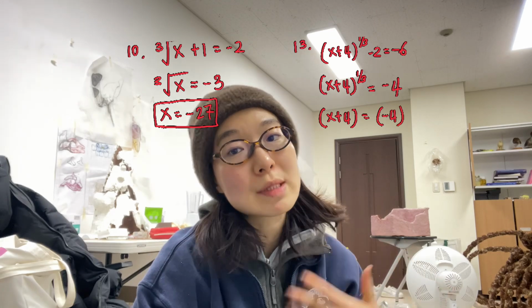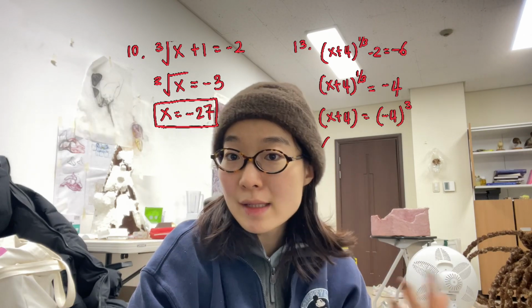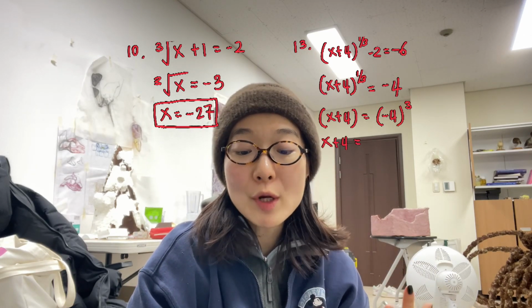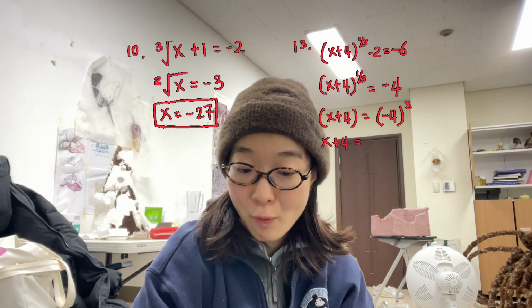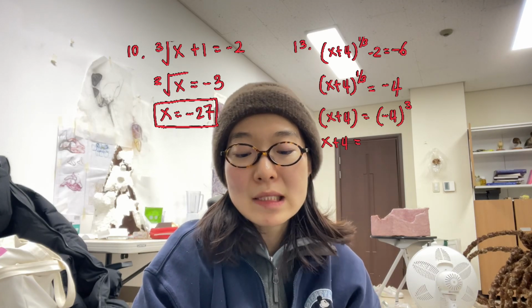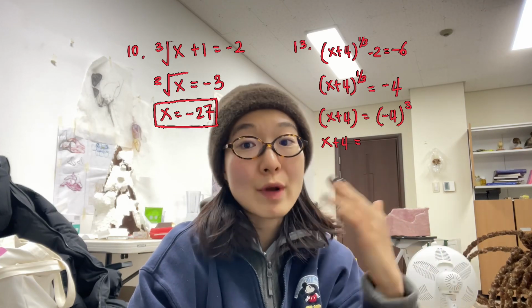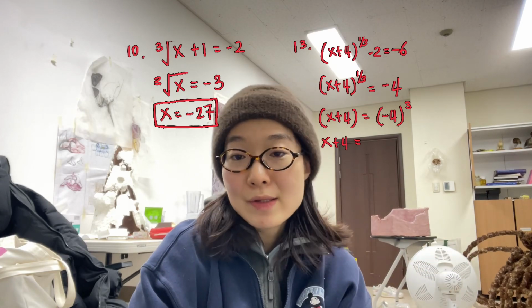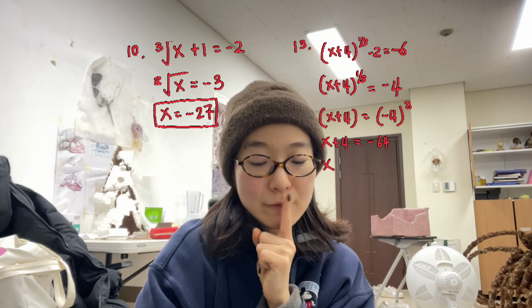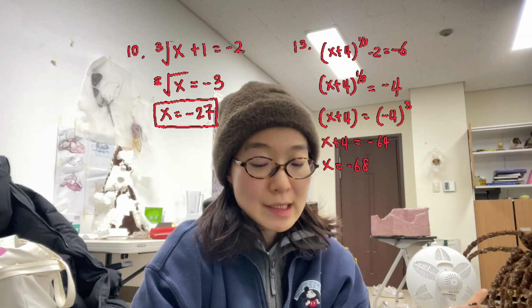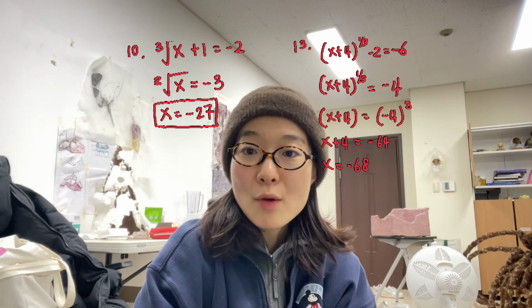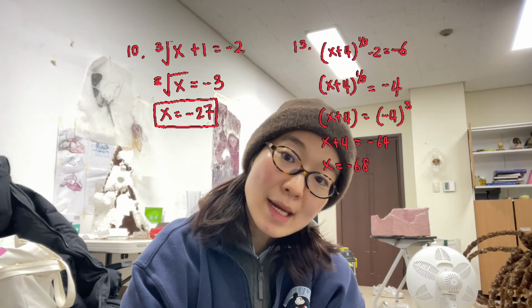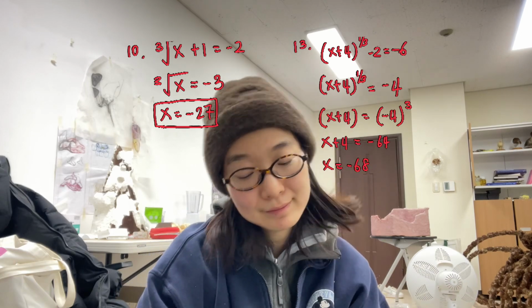Anyway, going back to radical equations, number 13, x plus 1 raised to the power of 1/3 minus 2 equals negative 6, which means x plus 4 raised to the power of 1/3 is negative 4. And that means x plus 4 is negative 4 raised to the power of 3. So that means x plus 4 equals negative 64, which makes x to be negative 68.